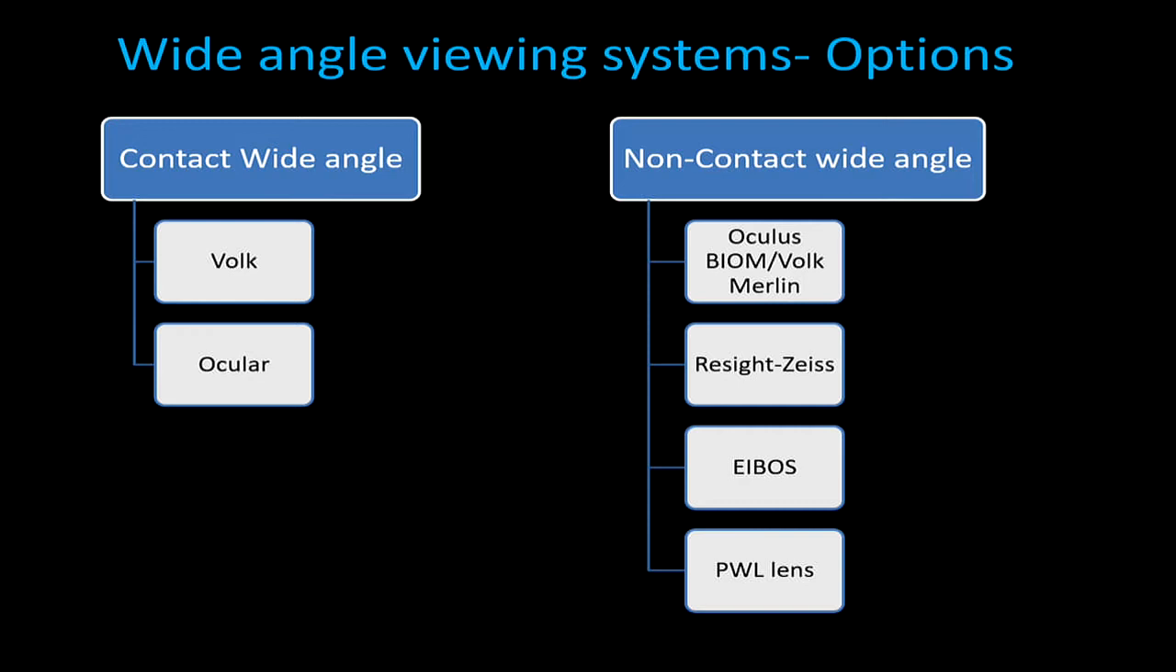First, we need to understand what are the viewing systems that we have. That's the contact and the non-contact. And among the non-contact, which are more commonly used, is the oculus type biome and the ReSight. And you also have the eBio systems.